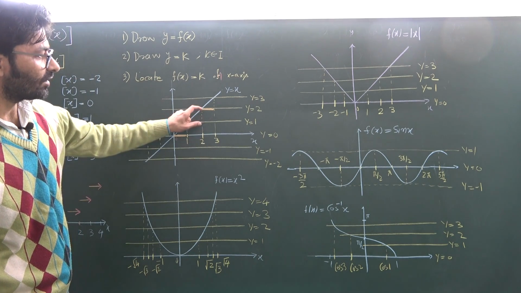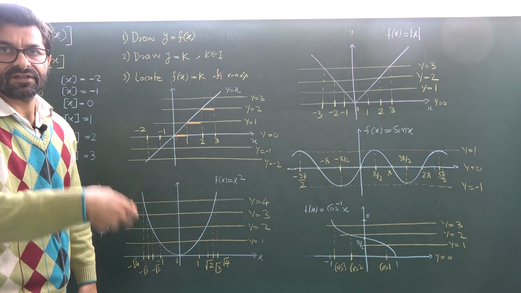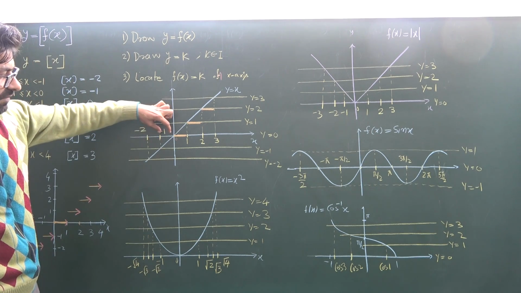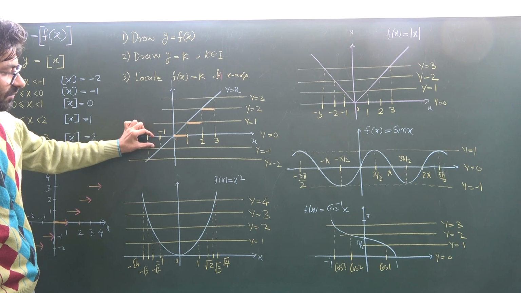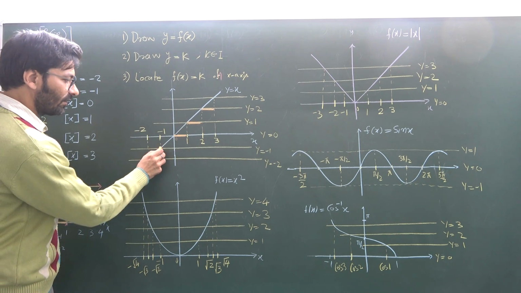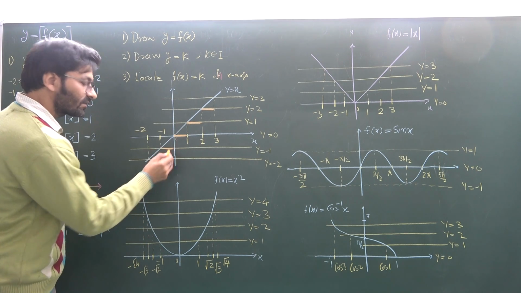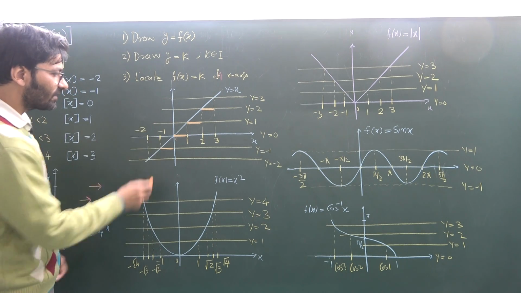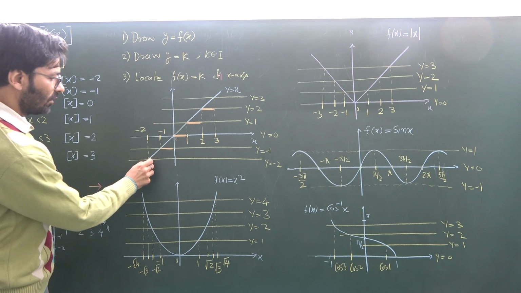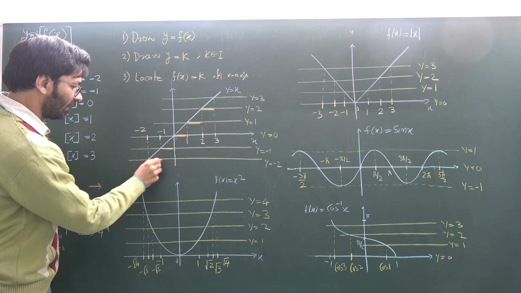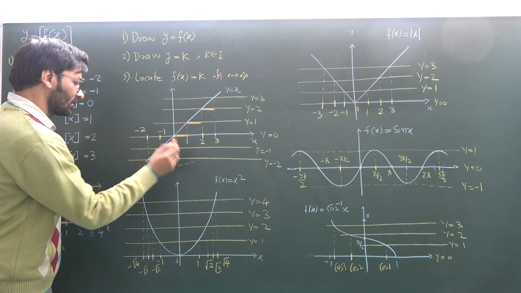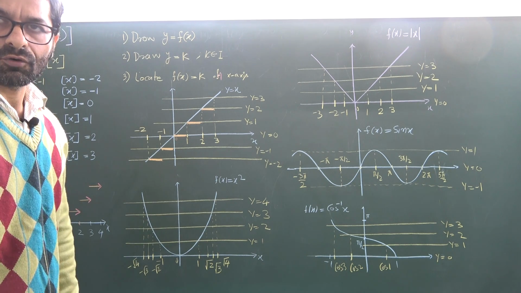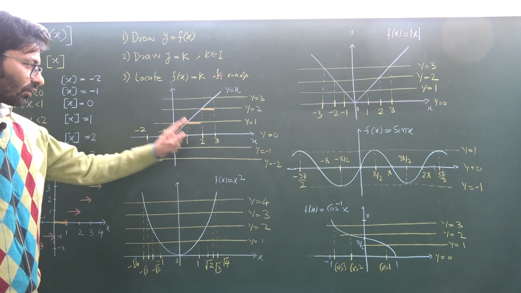Between 2 to 3, the y coordinate is 2, so the greatest integer of x would be 2. Likewise, when x varies between -1 to 0, the y coordinate is a constant value, the lesser integer, which means -1. When x is between -1 to -2, the y coordinate must be -2. Okay, this we have successfully done. The only thing is what to refuse and what to accept at these particular points.